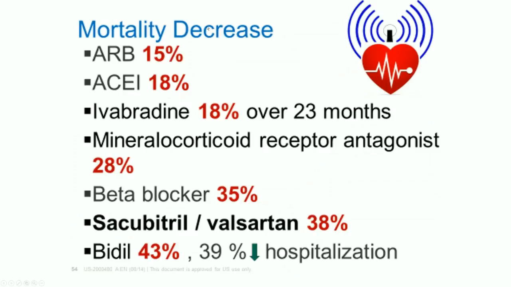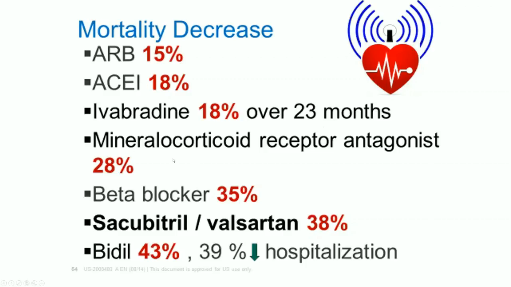And so we can see mortality decrease from medications. It's good to keep in mind that an ARB will give you 15%, an ACE will give you 18%. Ivabradine, over a period of 23 months, gave an additional 18%. Well, I can use every little percentage. You know, 15% is massive over a large number of patients.